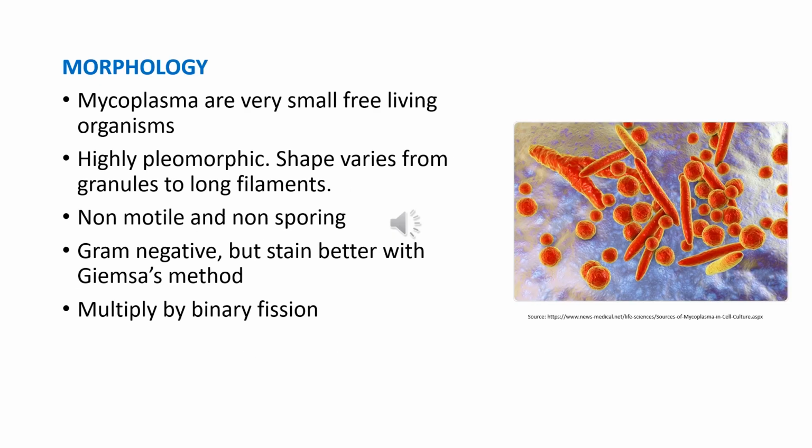Morphology. Mycoplasma are very small free-living bacteria. They are highly pleomorphic. Shape of mycoplasma varies from granules to long filaments. They are non-motile and non-spore forming. Although gram-negative, they stain better with Giemsa's method. They reproduce by means of binary fission.